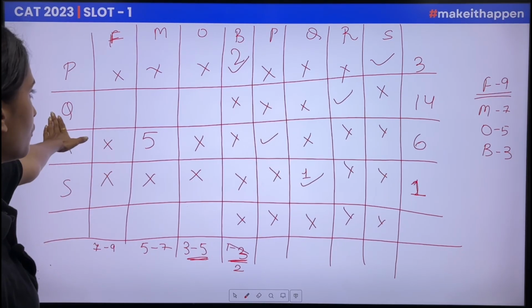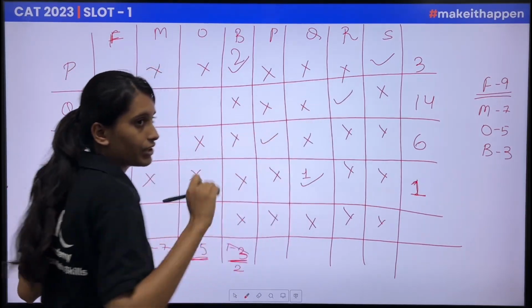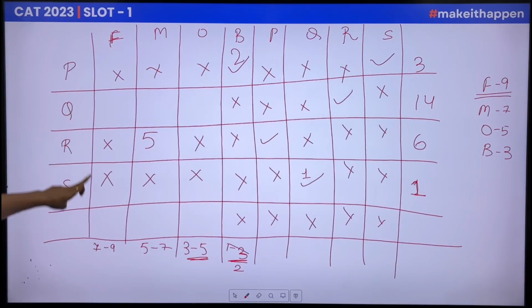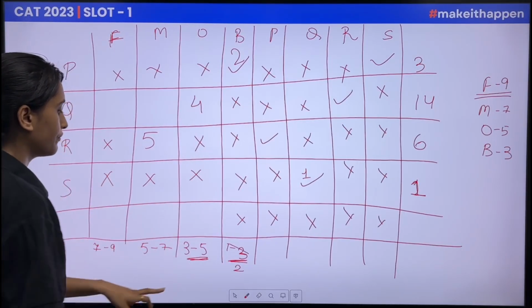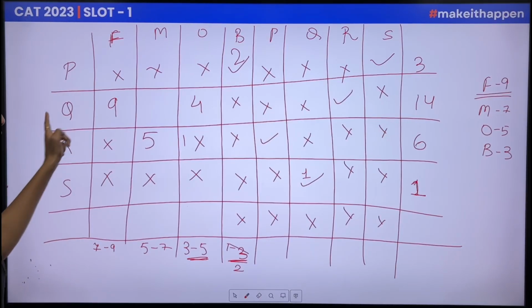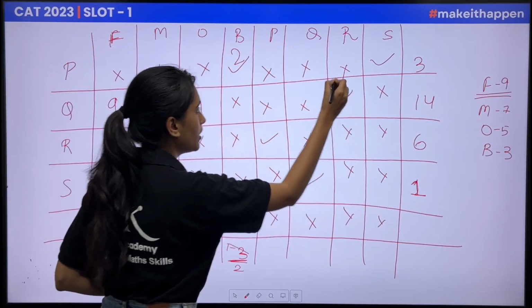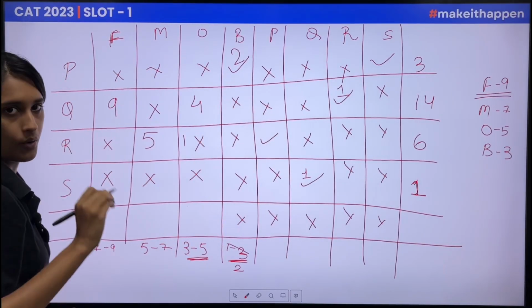Now, for Q, we want 14. Okay, 1 we are already having here. Now, what we can do is 4 people, if they vote from here, and all 9, if they will vote from here, will get a total of 14. 9 plus 1, 10 plus 4, 14. Okay.